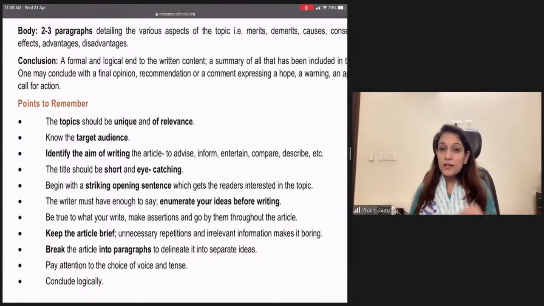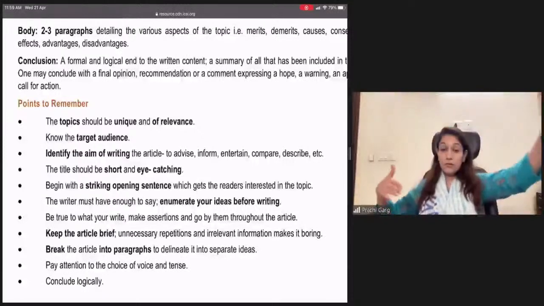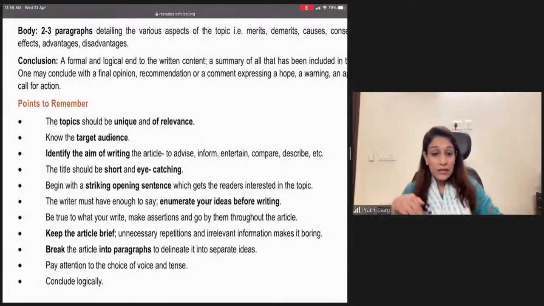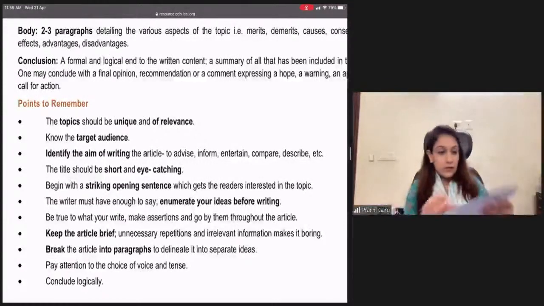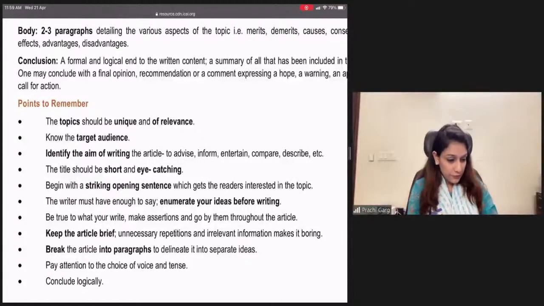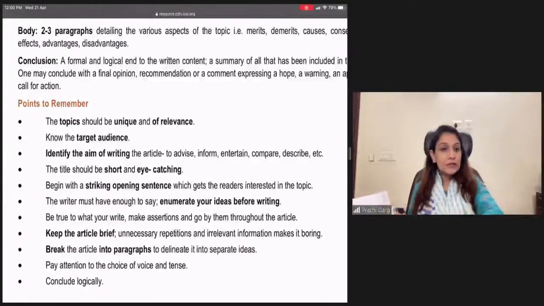Did you see how this article was divided into so many points? It discussed about 1, 2, 3, 4, 5, 6, 7, 8, 9, 10. So there were about 10 paragraphs and 10 things to discuss.